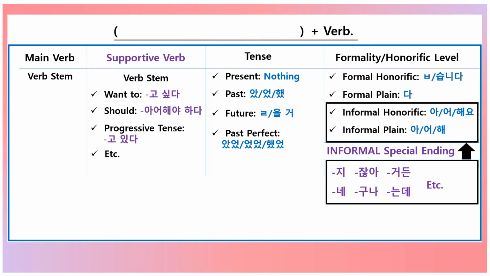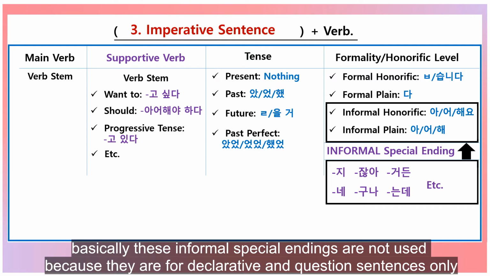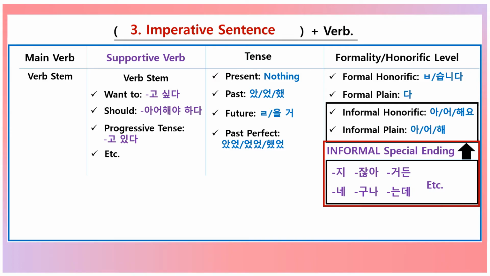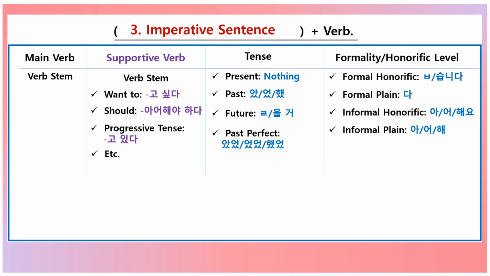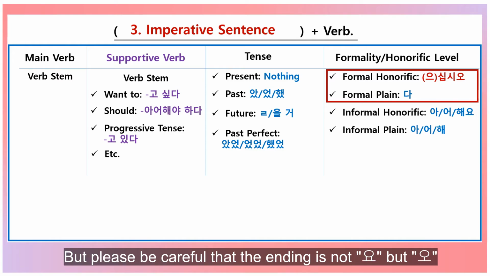In the imperative sentence, which is to command or order someone to do something, basically these informal special endings are not used because they are for declarative and question sentences only. So they are deleted here in the imperative sentence. And the formal honorific is changed into 으십시오 or 십시오, depending on whether the verb stem ends in a consonant or a vowel. But please be careful that the ending is not 요, but 오.